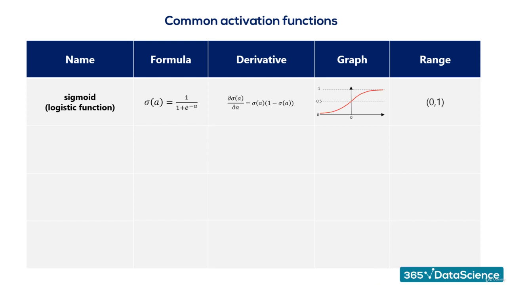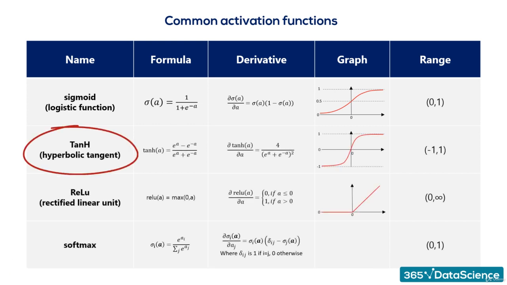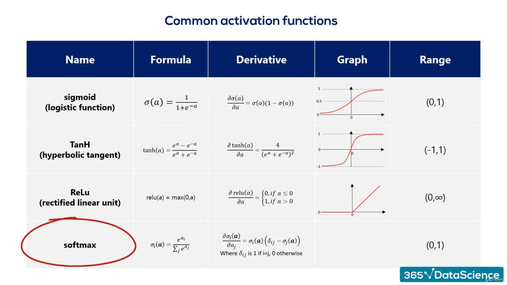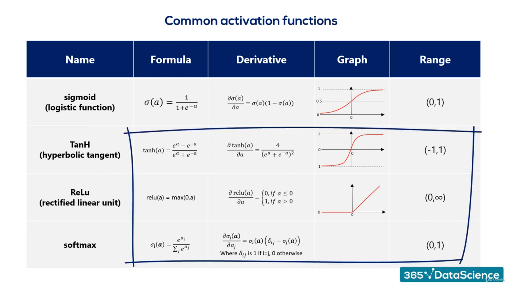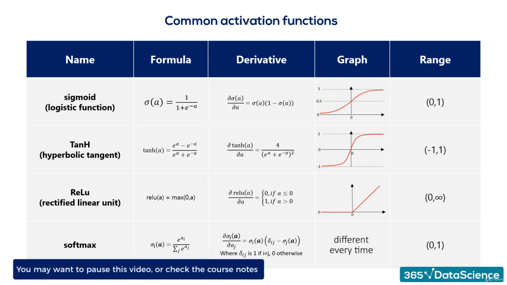Alright, here are the other 3 common activators. The tanh, also known as the hyperbolic tangent, the ReLU, aka the rectified linear unit, and the softmax activator. You can see their formulas, derivatives, graphs, and ranges. The softmax graph is not missing. The reason we don't have it here is that it is different every time. Pause this video for a while and examine the table in more detail. You can also find this table in the course notes.